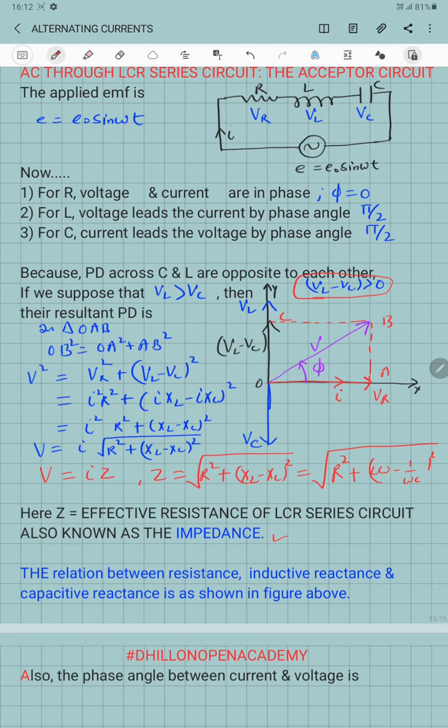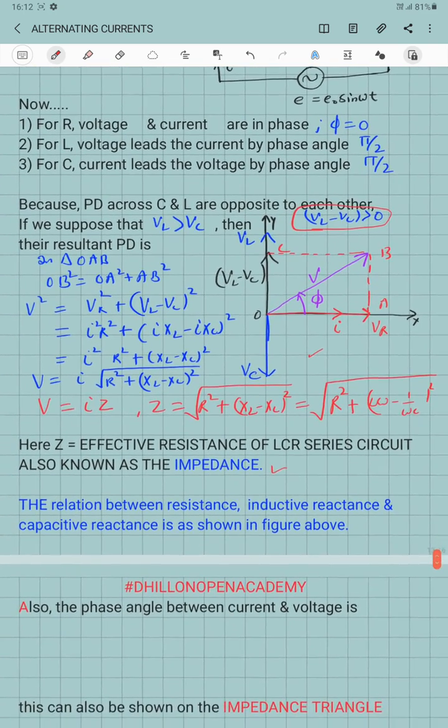If we go to the opposite side and suppose that VC is greater than VL, in that case the VC minus VL difference will be lying towards the minus y axis. In that case, the resultant voltage V, which was lying in the xy plane in the first quadrant, will lie in the fourth quadrant in the negative xy plane, that is over here, where the current will be leading the voltage by a certain phase angle.